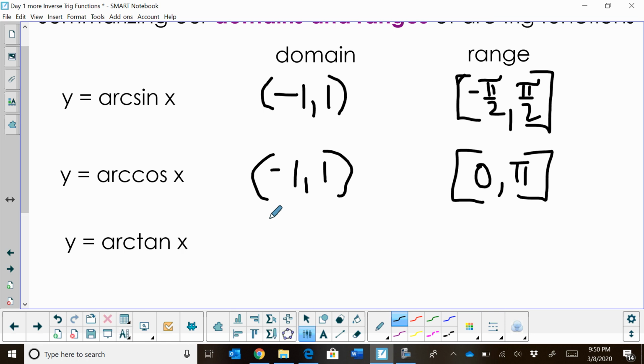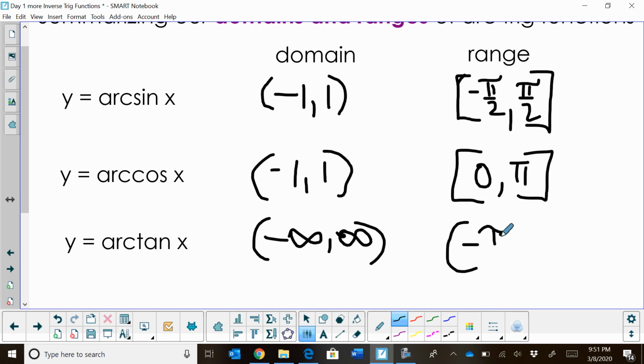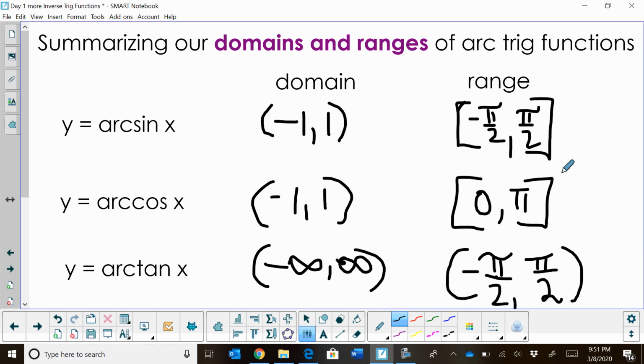But my tangent curve, my domain of the tangent, we just looked at that graph. That domain is all real numbers. It's going to go left to right and right forever. Why? Because the range of the original tangent function was all real. That means the domain of the inverse is the same as the range of the original function. Now, the range is going to be between negative pi halves and positive pi halves. But at negative pi halves and positive pi halves, I have asymptotes, so I'm not going to include those points in my range. And that's kind of a summary of my domains and ranges.